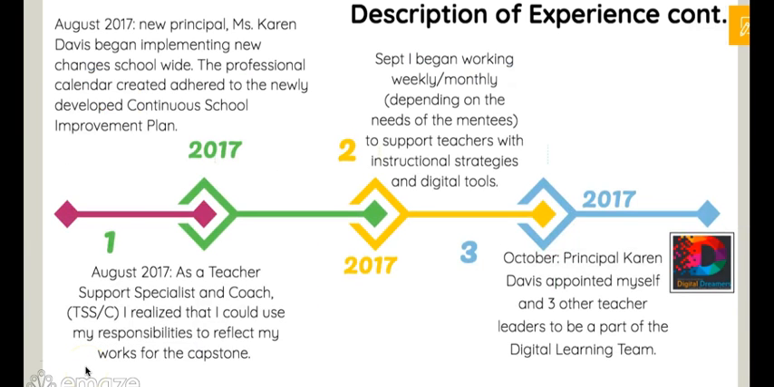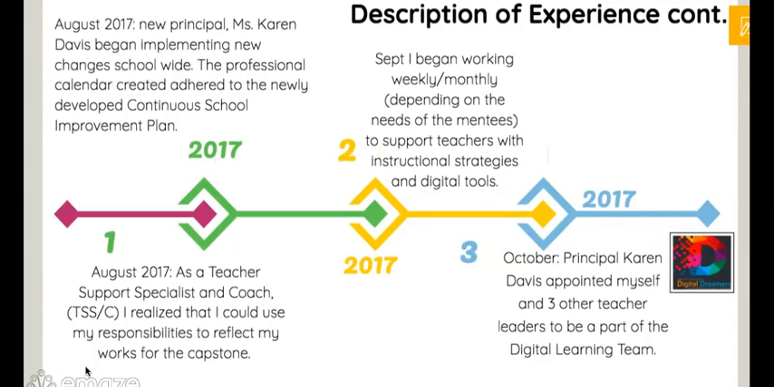August 2017, the new principal, Mrs. Karen Davis, began implementing new strategies school-wide. The professional calendar created adhered to the newly developed continuous school improvement plan. I began to look for other opportunities to complete the capstone.